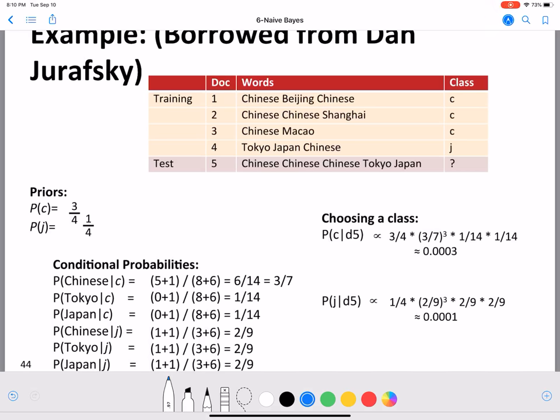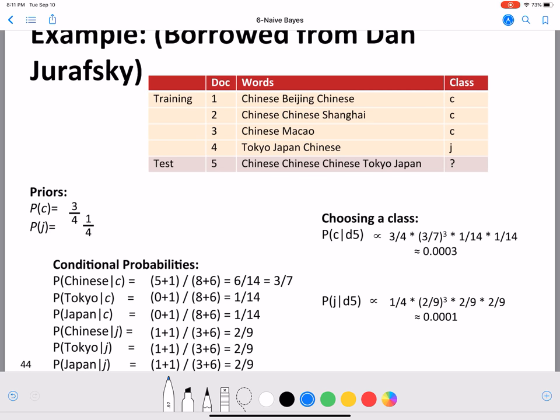Hello everyone, welcome back. In this video, we will look at a text classification example using naive Bayes that also involves Laplace smoothing. So you can have two different kinds of examples, one for categorical data and another one for text classification, and compare and contrast both.